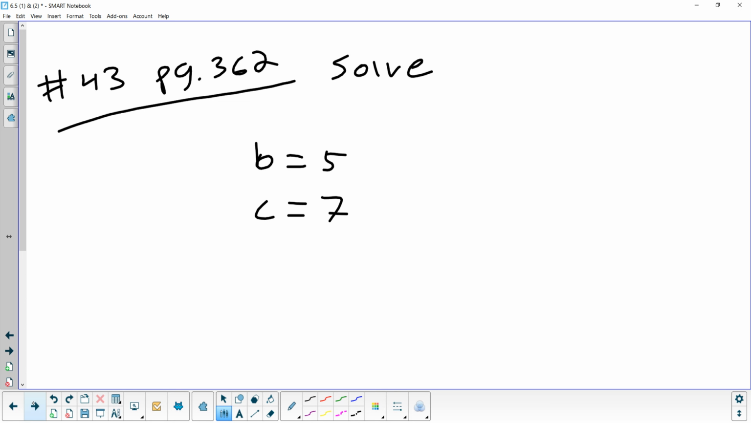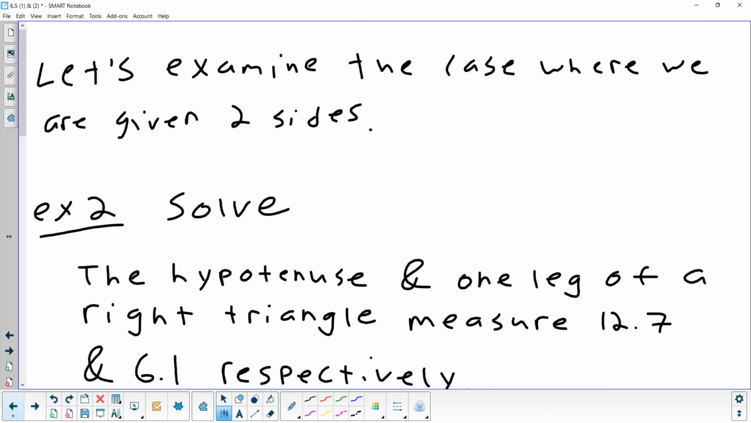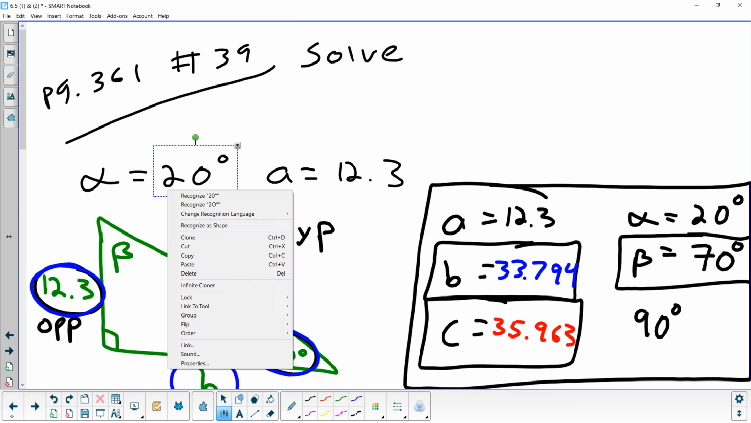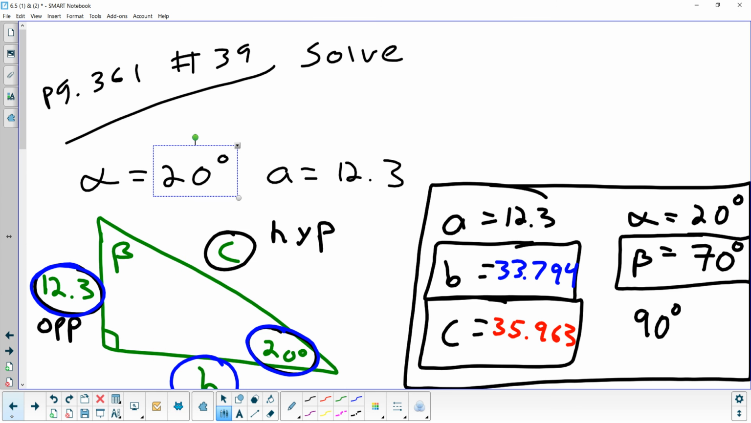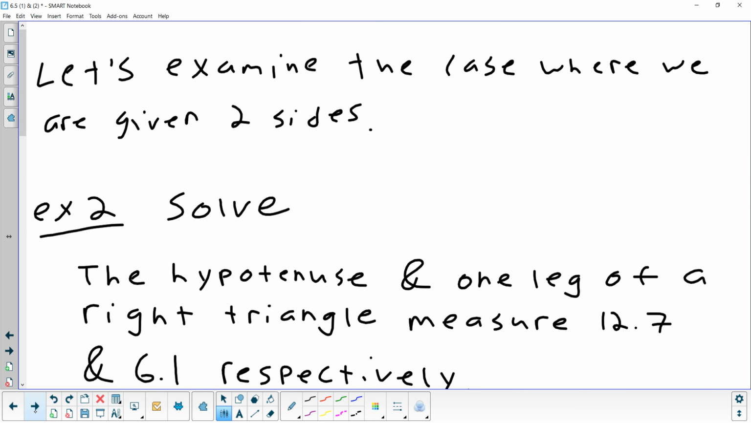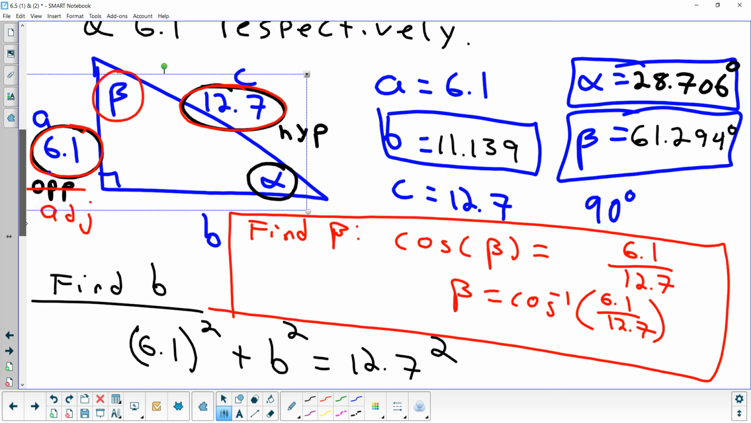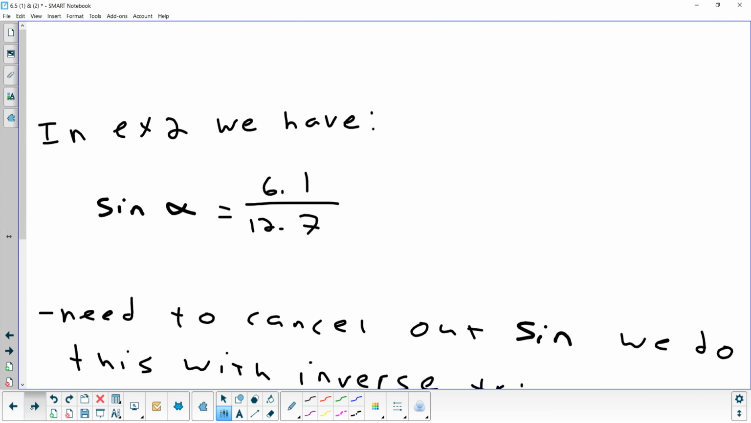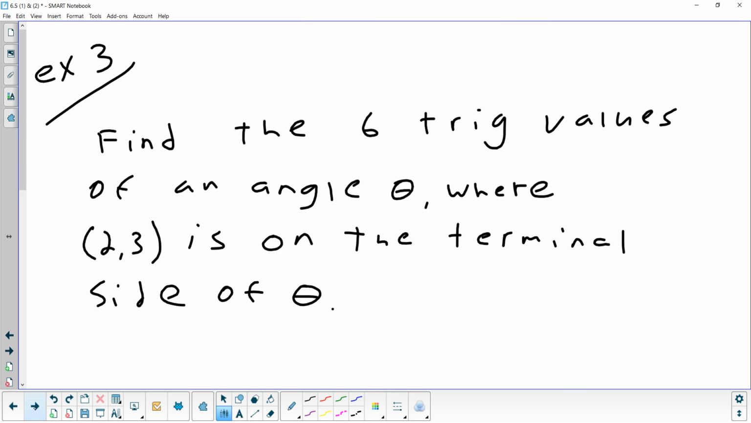Okay, that's anytime that you have two sides to start the problem, you have to use inverse trig. Inverse trig is used to find an angle. That's what it's used for. When you have a problem like this, you don't need inverse trig because they gave you an angle. So you're all set. But if they give you two sides, you have to use inverse trig. It's the only way to solve it. All right, so did that, did that, did that.